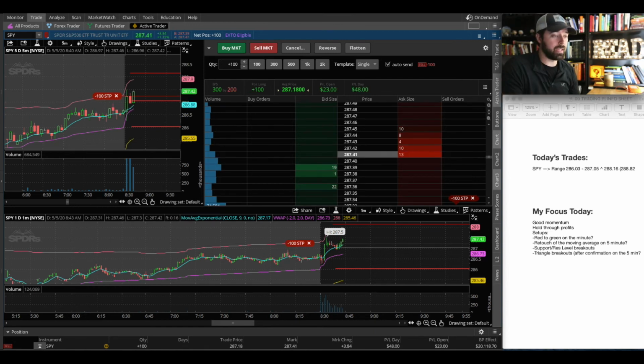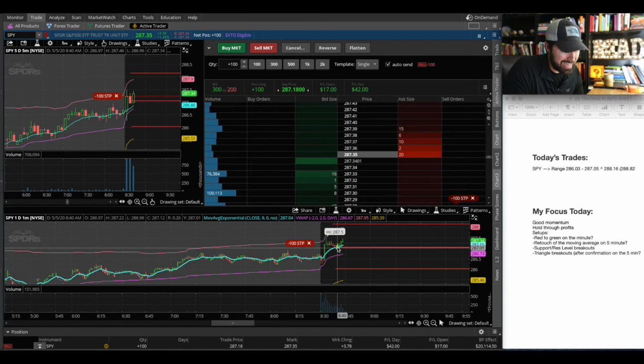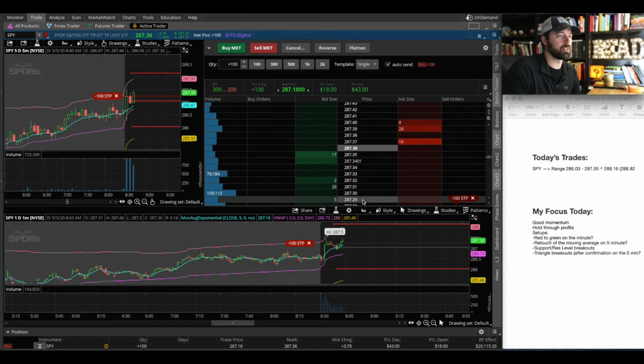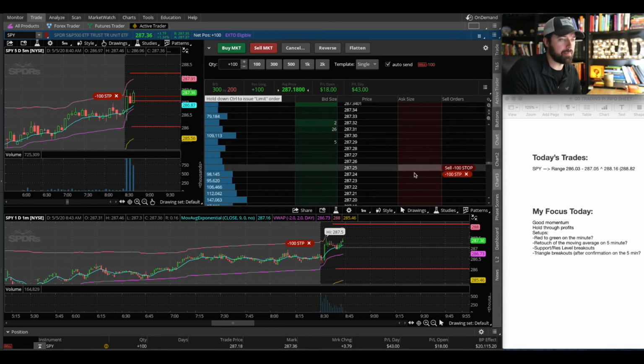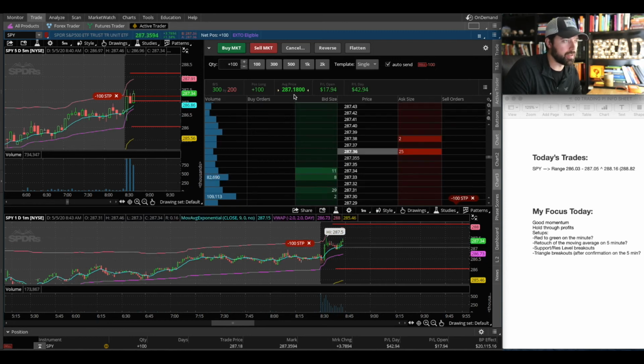Okay, so I'm back, and just a few minutes later, actually. It went down, it came back up. Right now I'm at a $42 gain on the day, and I sold 200 of my shares so far, and now I've got a stop that's at 287.24, which is above my average entry price at 287.18.